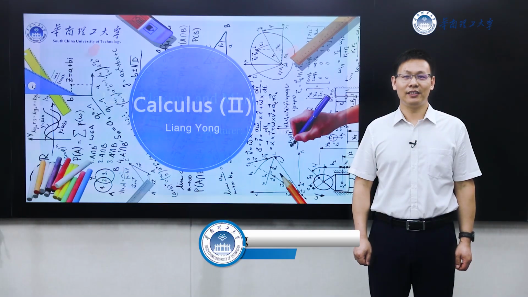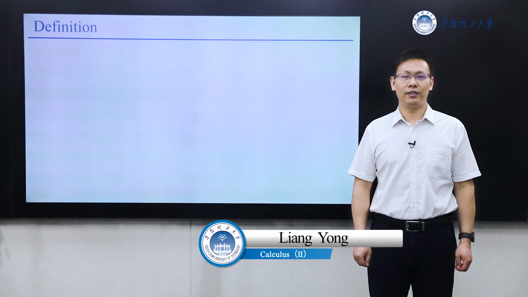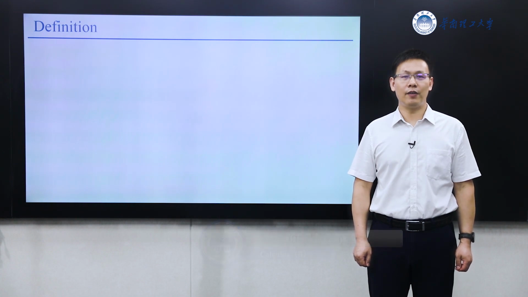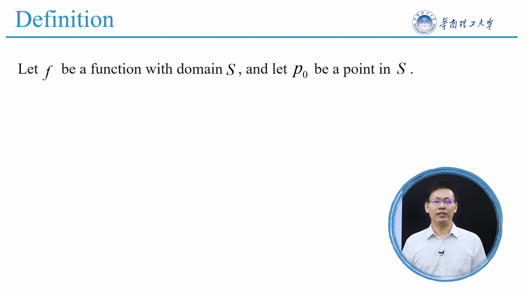Hello everyone. Today we study the maxima and minima of multivariate functions. First, we give the definitions of global maximum, minimum, and extreme value of a function. Let f be a function with domain S, and let P0 be a point in S.